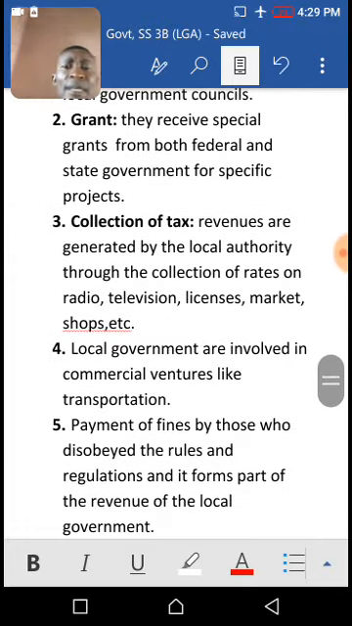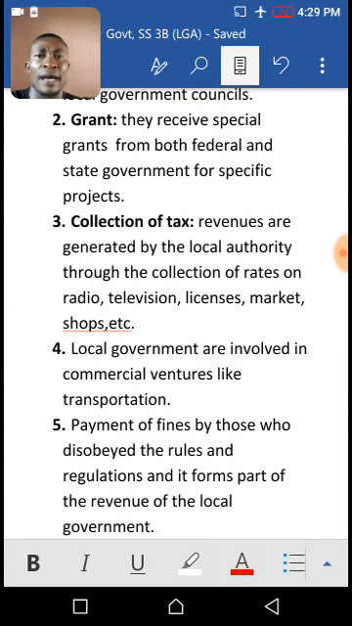Number four, local governments are involved in commercial ventures like transportation. They embark on transportation. Some local governments have vehicles that move people from one place to another, and money from this activity is used to solve one or two problems of the local government.